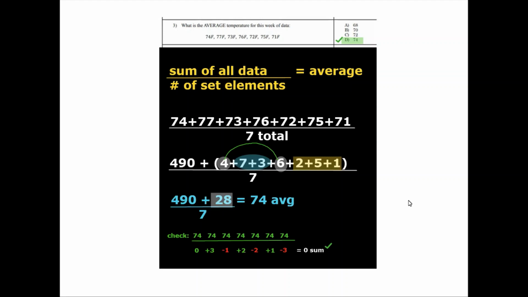Finally, if you do have extra time, you want to check it relative to a utopian week where every day is 74 degrees. So here I wrote down pretending that it's 74 degrees for all 7 days. Then below, taking the deviations from that average, we have 0, 3, -1, 2, -2, 1, and 3, which gives us a zero sum. So we know we have the right average by checking these deviations from the mean. The correct answer was D, 74.